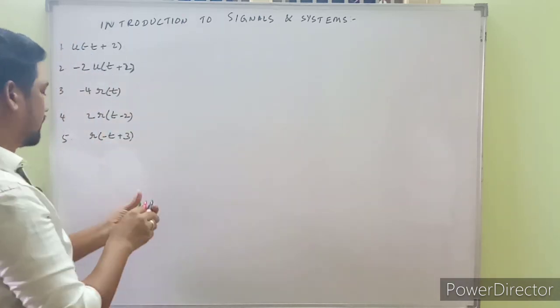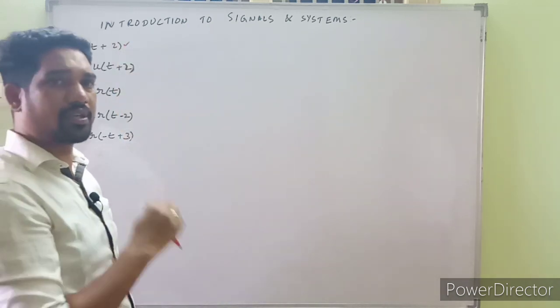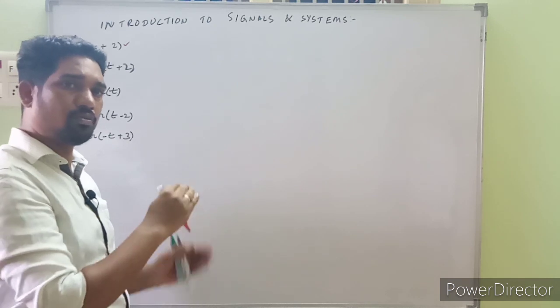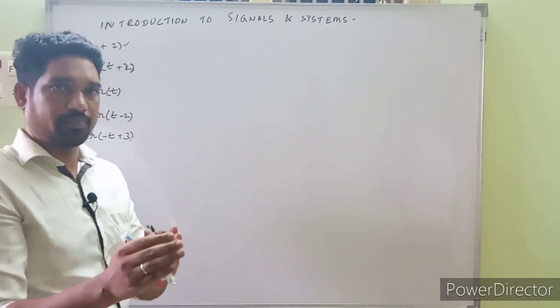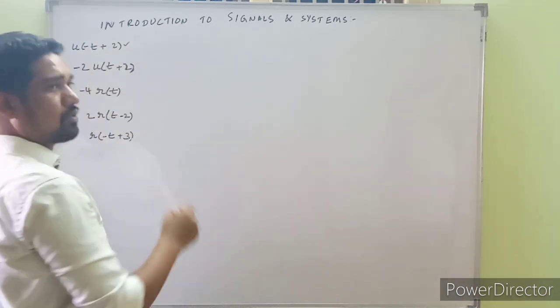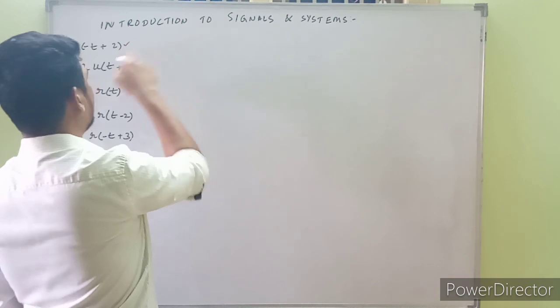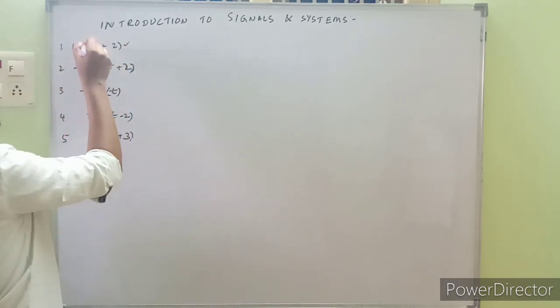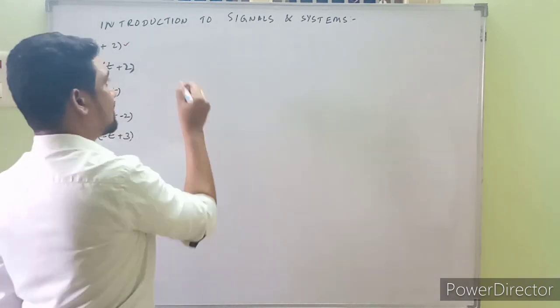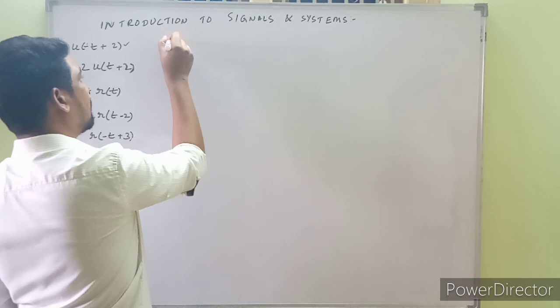Choosing the first one, it's u of -t plus 2. For a beginner, it would be better to start with the procedure. For this, you have to draw your u of t. U of t is like this one. Step 1 is to sketch u of -t plus 2. We have a negative sign over here. To sketch that, for a beginner to be more clear, you have to draw your u of t.